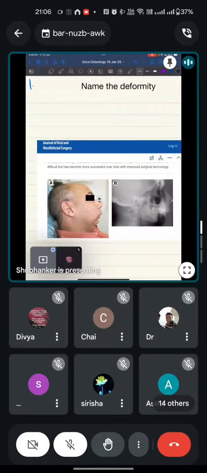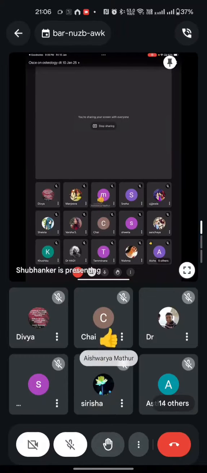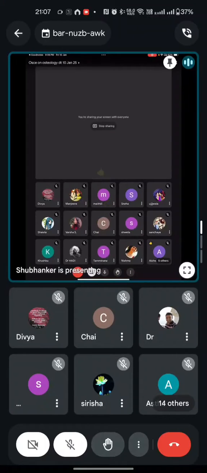The first question: identify the deformity. Is my screen visible to you guys? Lovely, it's visible. Dr. Revati, I request you to please log out and log in again. There will be some network issue, otherwise somebody else would also have faced the same problem. Just log out once and log in again. Okay, we'll wait for 20 seconds.